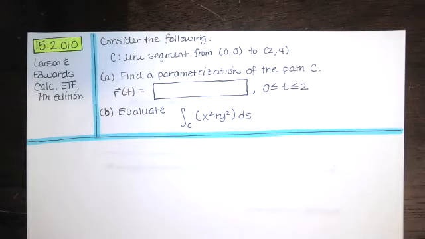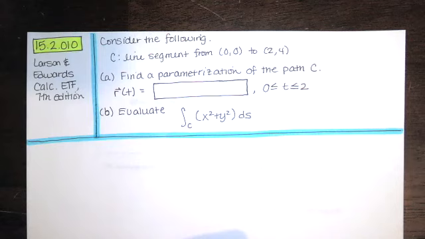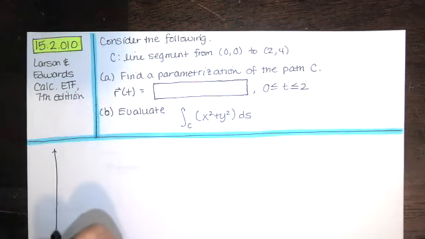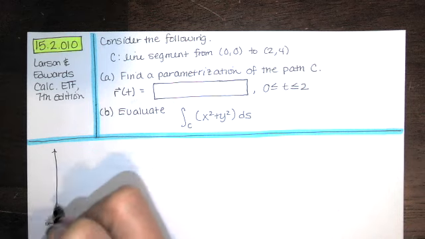In this video, we solve problem 15.2.010 from the Larson and Edwards Calculus Early Transcendental Functions text, 7th edition. We're asked to consider the following. C is a path. It's a line segment starting at (0, 0) and ending at the point x equals 2, y equals 4. And I'll start by sketching that. We go from (0, 0) to x equals 2, y equals 4.